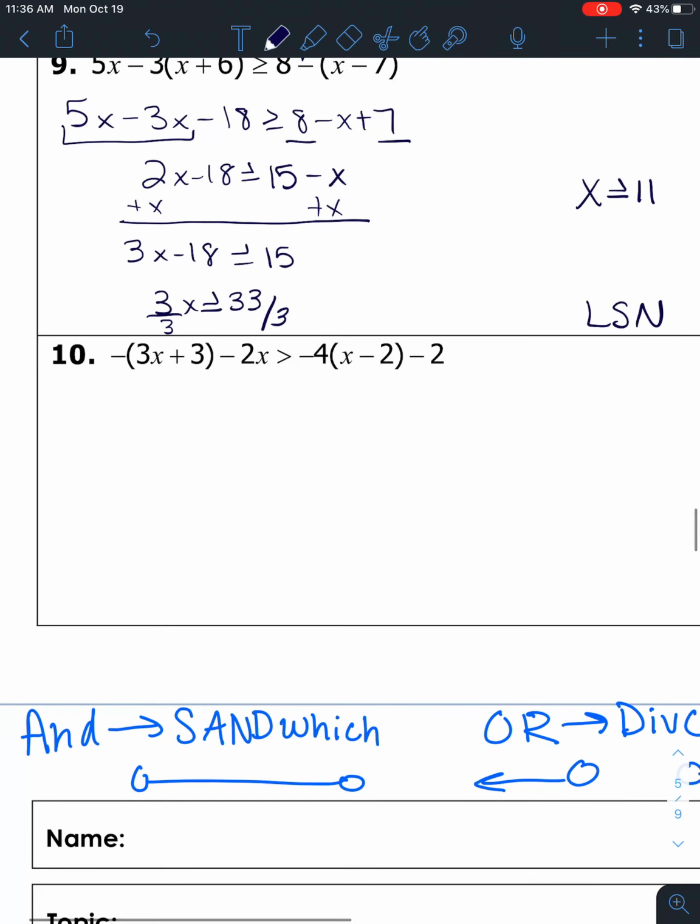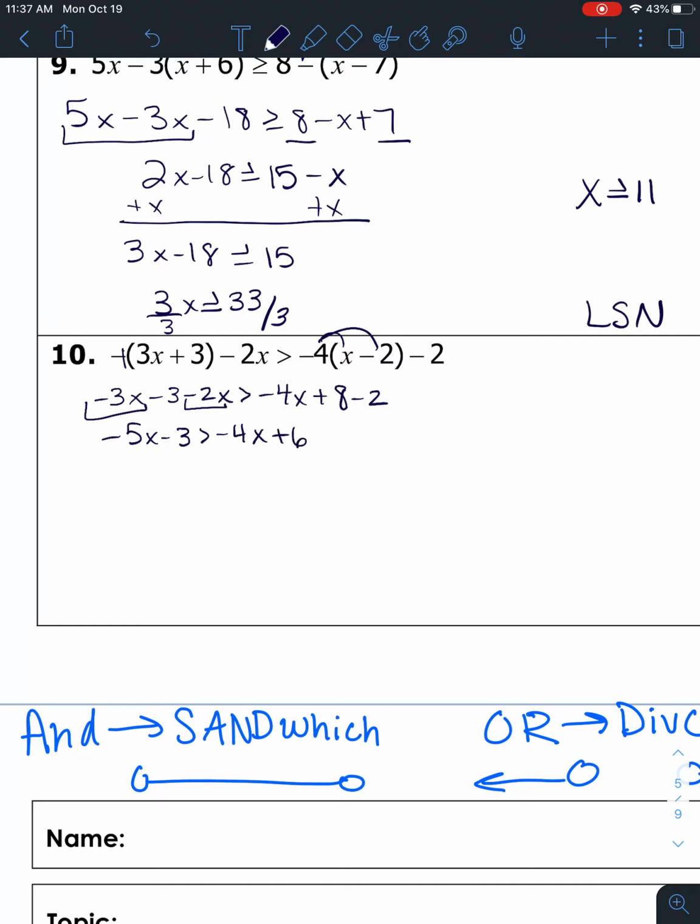Big one here. So let's start off with distributing this negative 1 here. So that gets me negative 3x minus 3. And we're going to keep our negative 2x is greater than, distribute our negative 4, so that gets me negative 4x plus 8 minus 2. Okay, let's combine our like terms here. So I've got negative 3x and negative 2x, that's negative 5x minus 3 is greater than negative 4x. 8 minus 2 is 6.